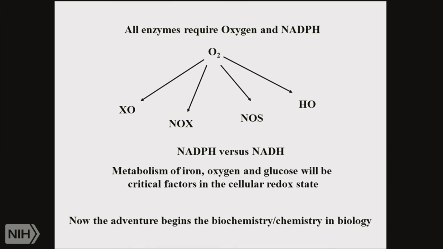One thing about all these enzymes, they all require oxygen. So when we're talking about redox, whether heme oxygenase, whether NOS, NOX, or xanthine oxidase, all of these require oxygen, and they're sensitive to oxygen tension.